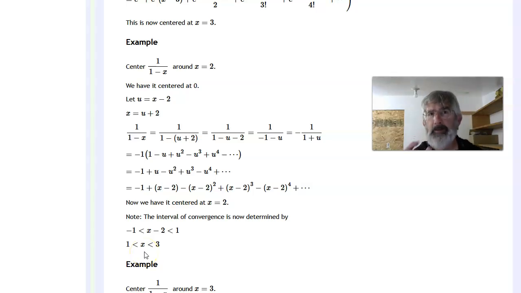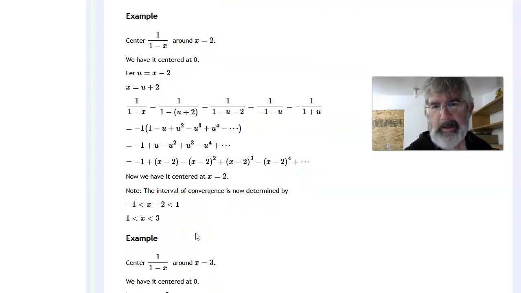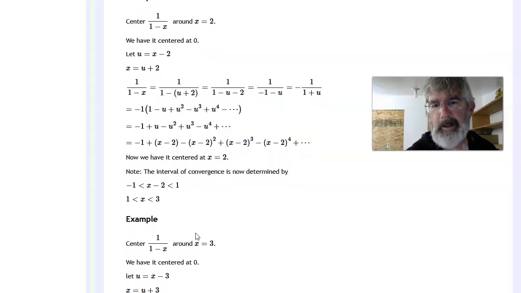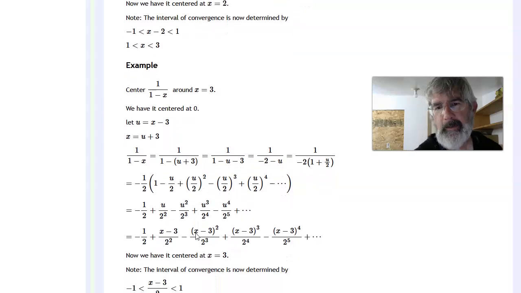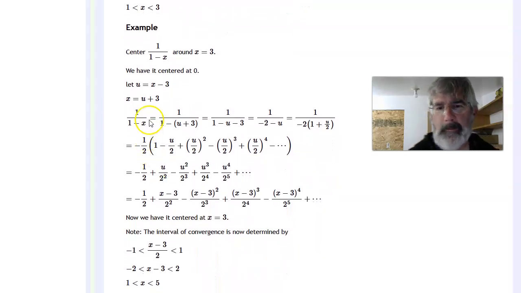The radius of convergence is still 1 here. So from the center out to the two endpoints, from the 2 down to 1 or up to 3, right, that is still radius 1, but it's centered at 2 now rather than centered at 0. Let's try another one. It's actually the same function, but now this time rather than centering at 2, I want to center it at 3. An interesting thing happens with this one.